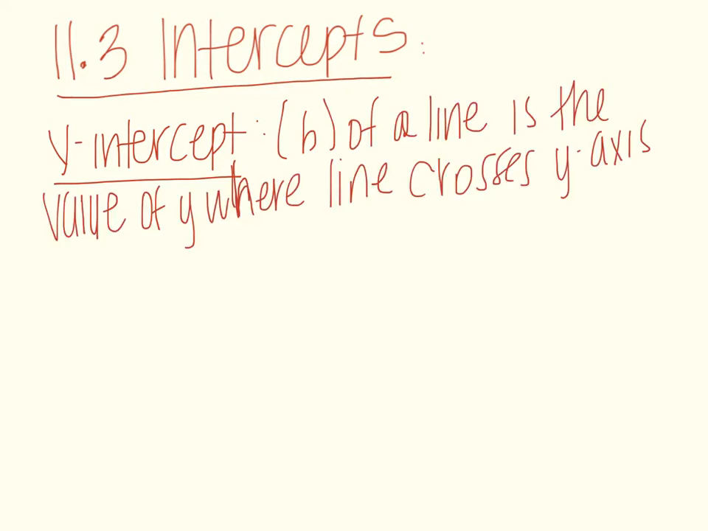So this is going to be, of a line, the value of y where the line crosses the y-axis, or in other words, this is going to be the ordered pair of 0 comma a number, so x will always equal 0.